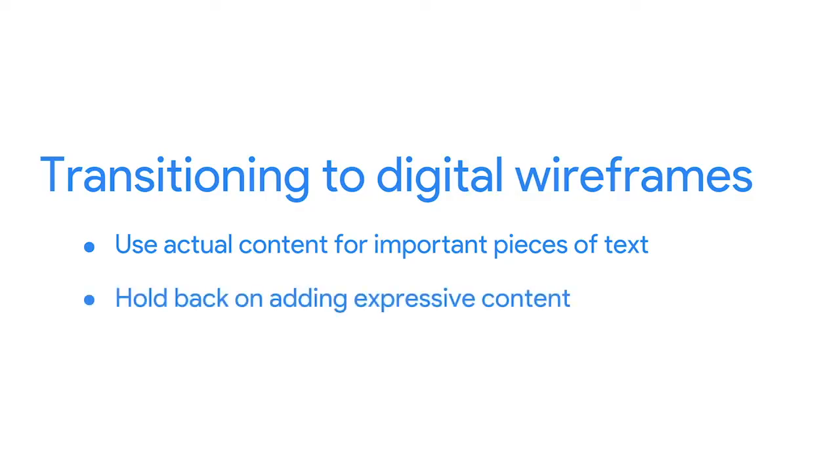The second thing to keep in mind when transitioning from paper to digital wireframes is that you should hold back on adding expressive content like color or images into your wireframe for now. Your wireframe should still focus on functionality. Wait until you start working on prototypes before adding expressive visual details.